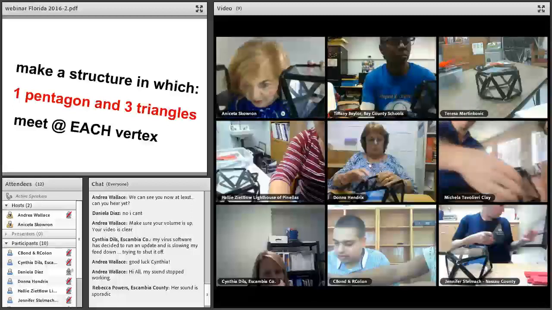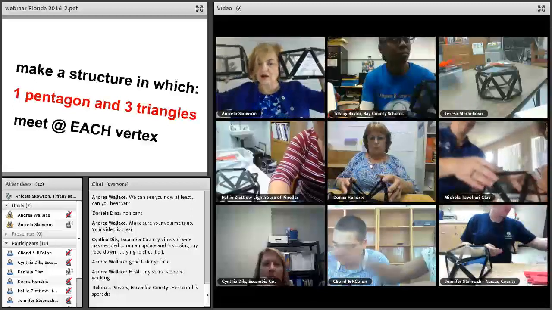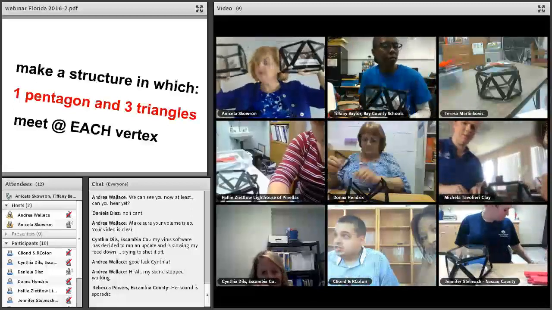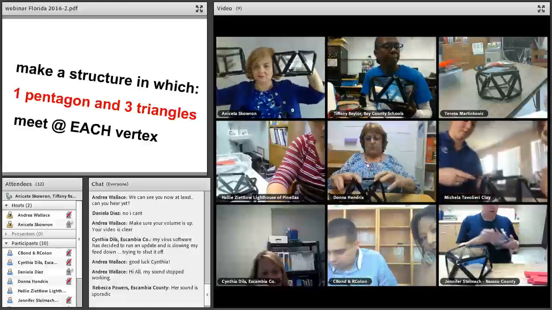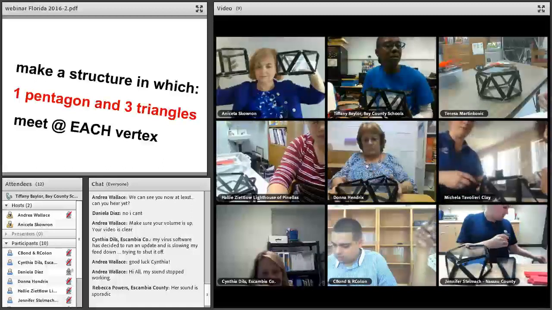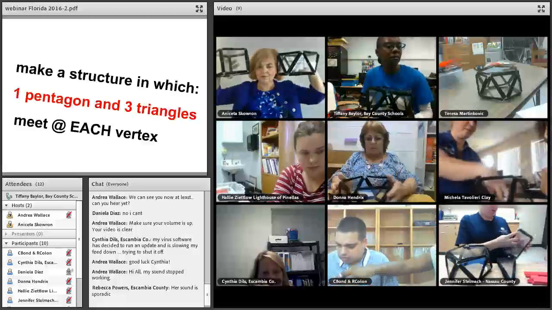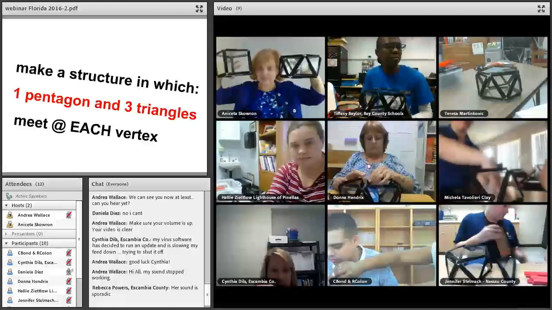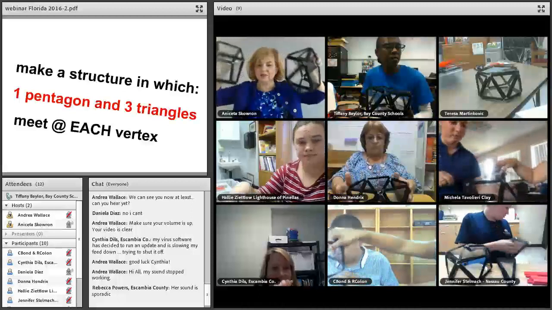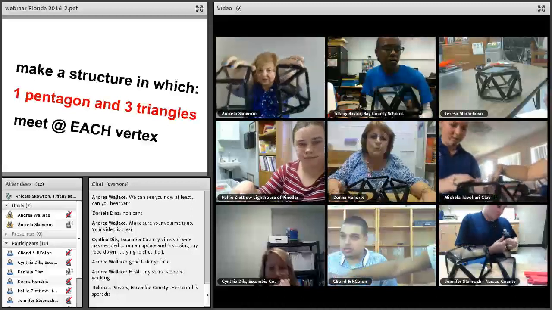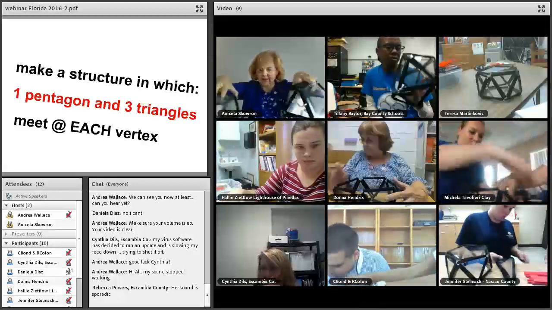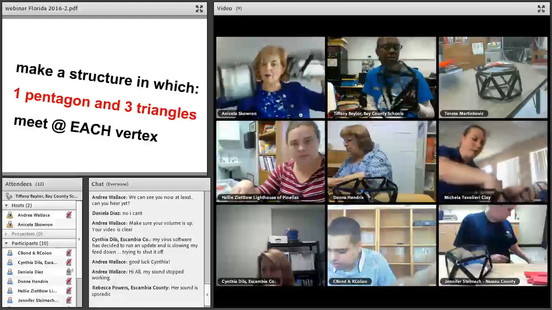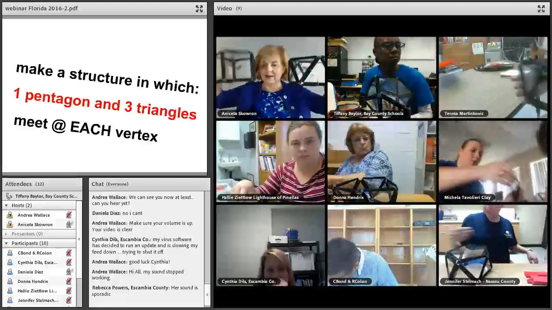Very good, Donna. And now put one more triangle and one more pentagon on top. So what are similarities between those? Pentagon on top and bottom. Yes. And what is the relationship of those pentagons? They are parallel, right? Parallel to one another, top and bottom. They are parallel in both structures.